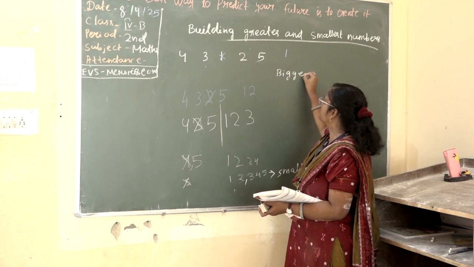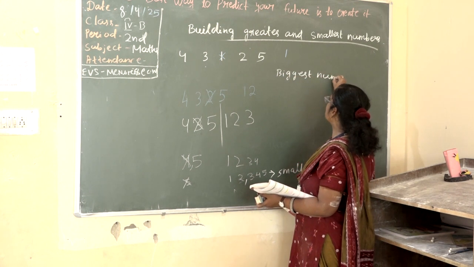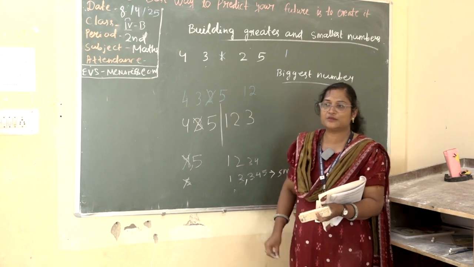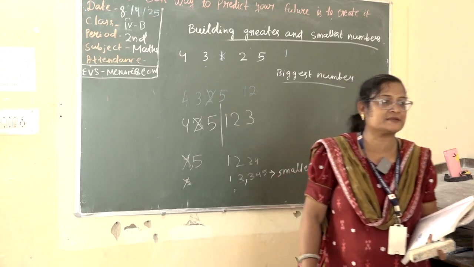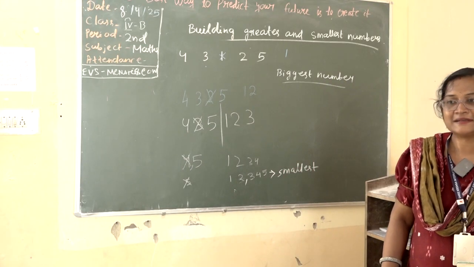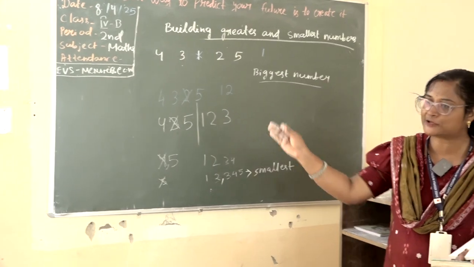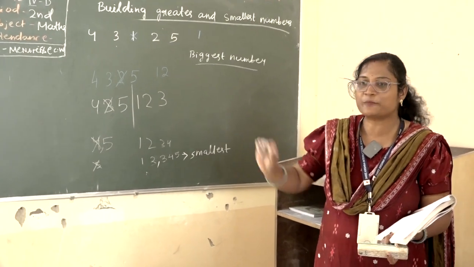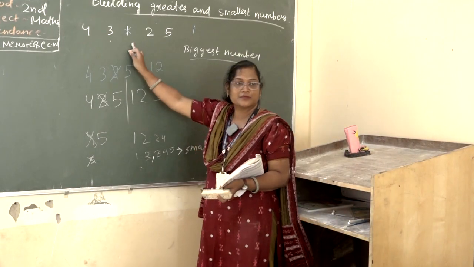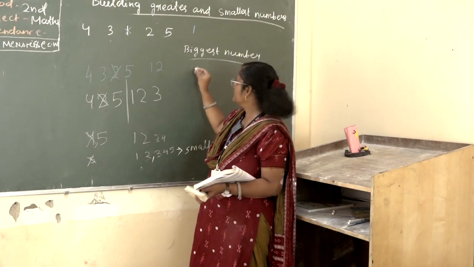How to find the biggest number, using only these digits? Which order do you have to go? Increasing or decreasing? Decreasing. Ascending or descending? Descending. Descending means big to small. So big to small you have to write. Which is the biggest number here? 5.